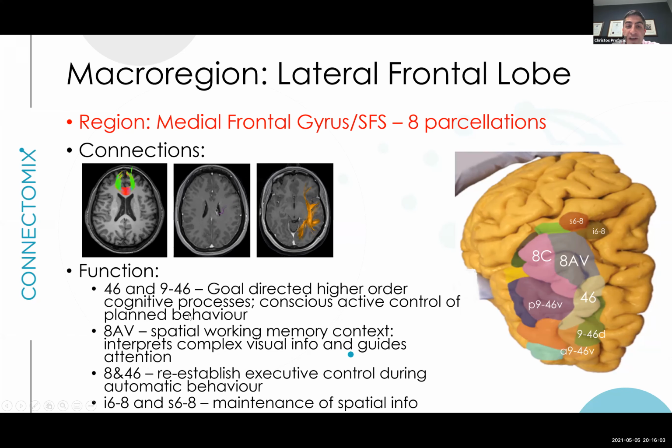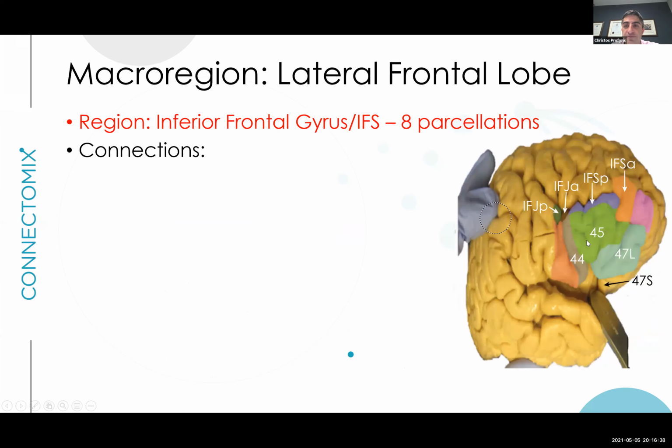So if we look at function, the 46 and the fused 9-46 areas are responsible for goal-directed higher order cognitive processes. 8AV, like all 8 areas, is involved in spatial working memory. And what it does is interpret complex visual information and guide our attention toward that information. 8 and 46, we talked about reestablishing executive control after automatic behavior. And again, these 2 parcellations in the superior frontal sulcus are responsible for maintaining spatial information.